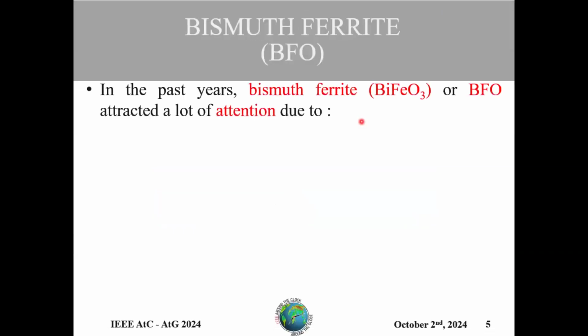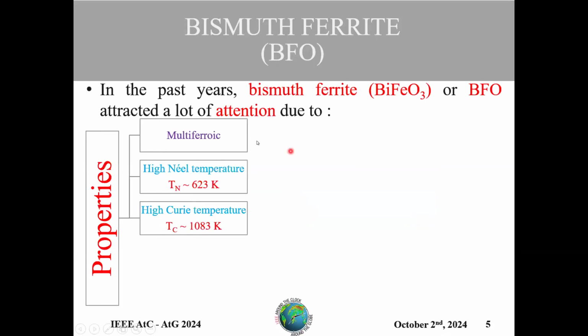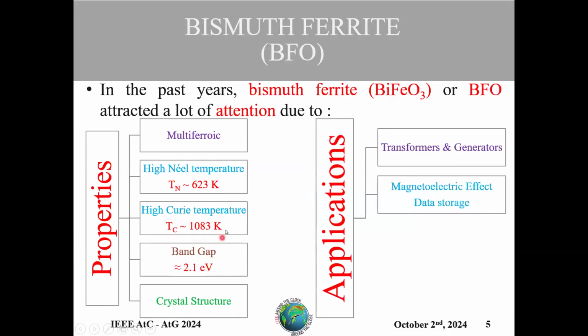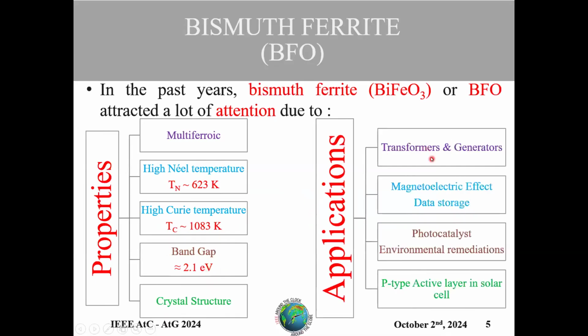But why bismuth iron oxide, or BiFeO3? In the past years, bismuth iron oxide has attracted a lot of attention due to its unique properties, such as its being a multiferroic, its high Néel temperature and Curie temperature, its band gap, as well as crystal structure. Also, due to its applications in transformers and generators, the magnetoelectric effect in the bismuth iron oxide can be used in data storage. Also, BiFeO3 is a photocatalyst that can be used in environmental remediation, as well as an active layer in solar cells.